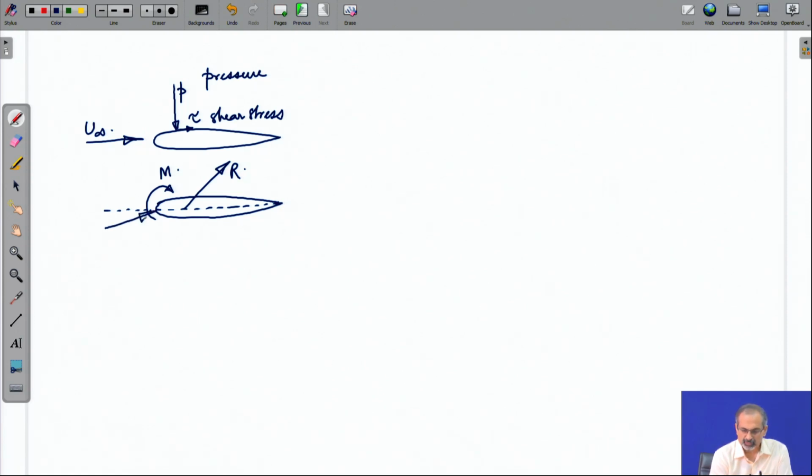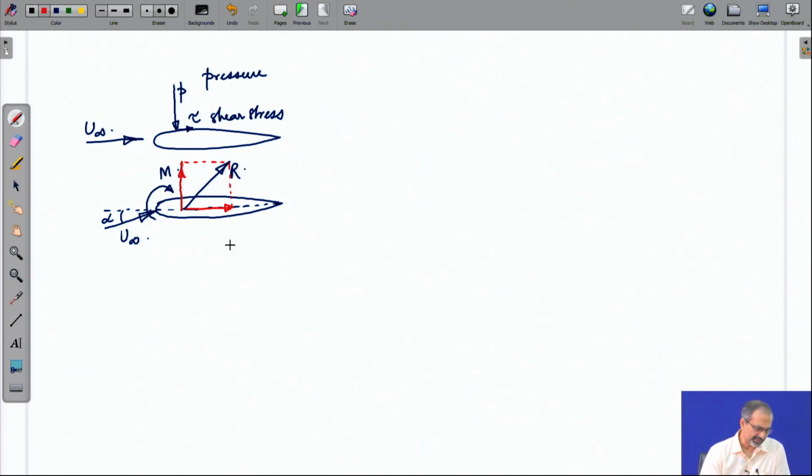So, let us say the flow is approaching the airfoil at an angle; the angle between the chord line and the velocity vector is the angle of attack. We are recalling some of the things we have already learned: if you resolve this force R into two components, which are along the chord line and normal to the chord line, that is one way of resolving this force.